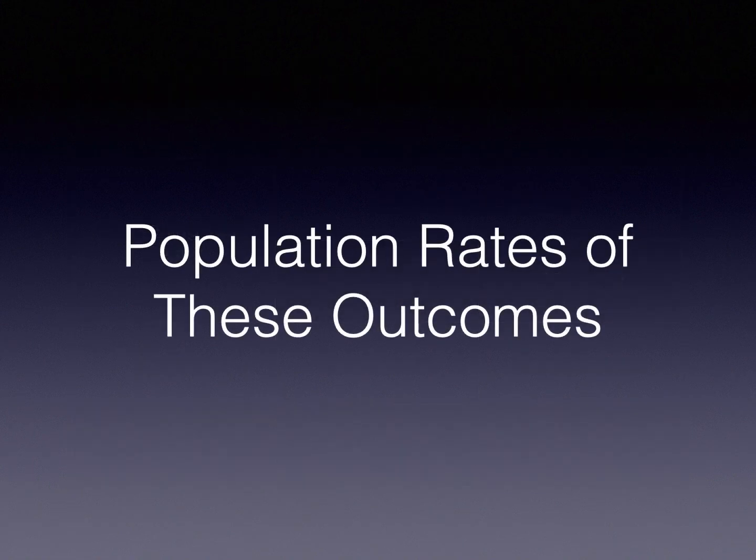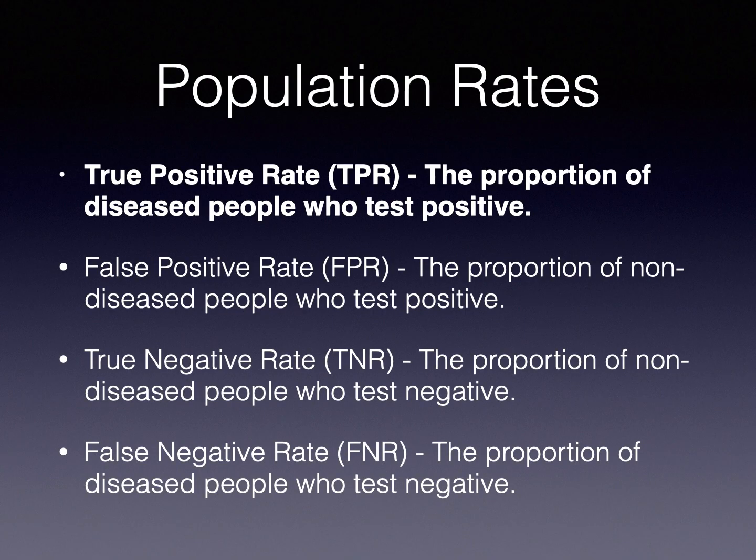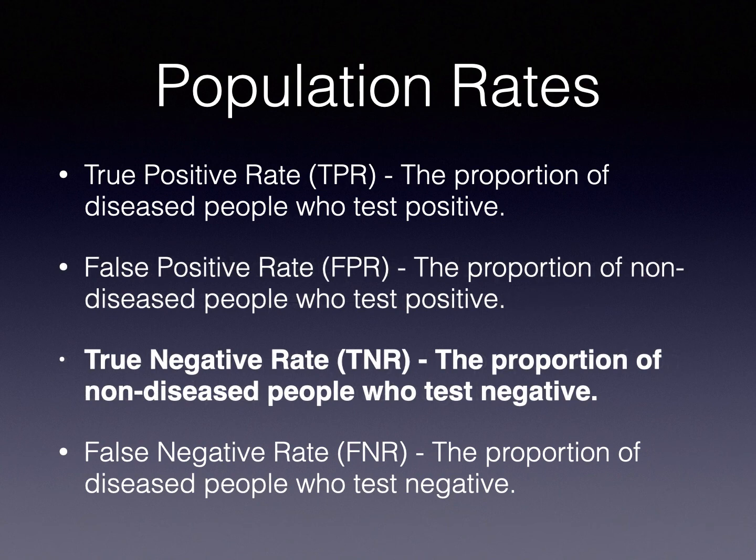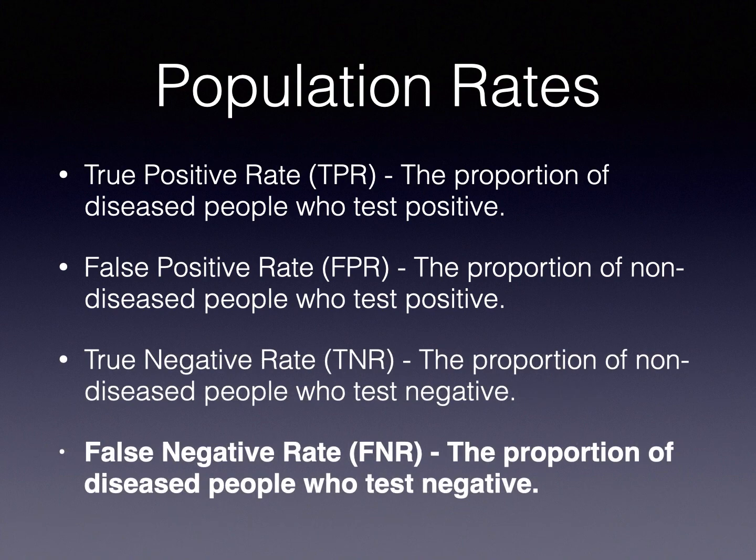Next, let's look at population rates associated with these outcomes. So the true positive rate is the proportion of diseased people who test positive. The false positive rate is the proportion of non-diseased people in the population who test positive. The true negative rate is the proportion of non-diseased people who test negative. And finally, the false negative rate is the proportion of diseased people who test negative.